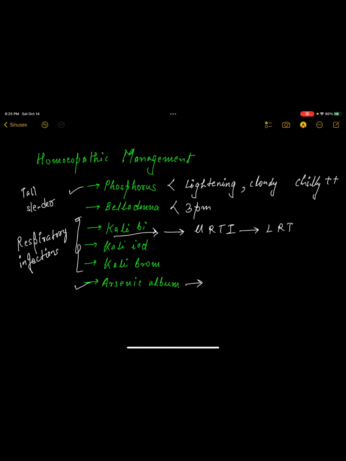Arsenic album, if the aggravation is not at 3 a.m. or 3 p.m., but at midnight. Midnight means 10 p.m. to 12 a.m., because at 1 a.m. it becomes morning, so 1 a.m. is not midnight. So midnight is between 10 p.m. and 12 a.m. If there is aggravation between 10 p.m. and 12 a.m., we can prescribe the patient arsenic album, and the patient must be fastidious enough.